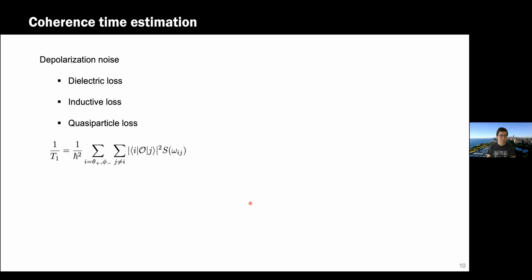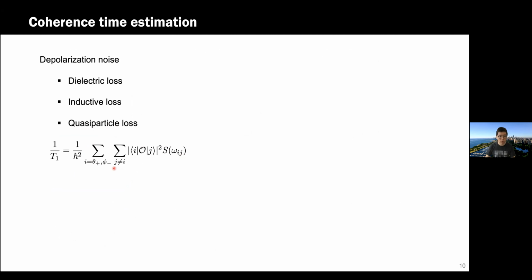So in the previous two slides, I've shown qualitatively why the circuit should have a good T1 and a good T2. And here, let me show you some estimation. For depolarization noise, we mainly consider the dielectric loss, inductive loss, and the quasi-particle loss. And T1 is estimated using Fermi's golden rule, where S of omega is your noise spectral density.